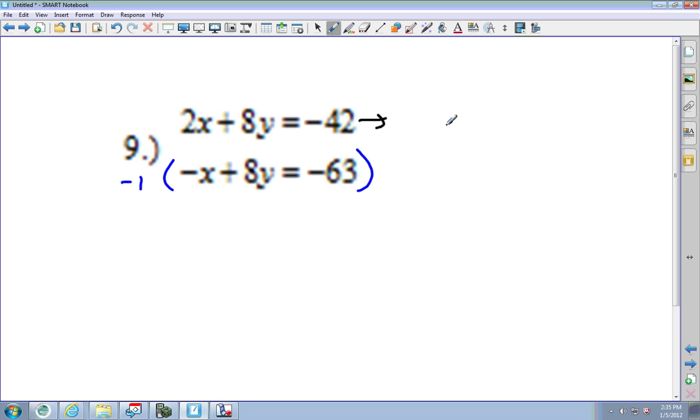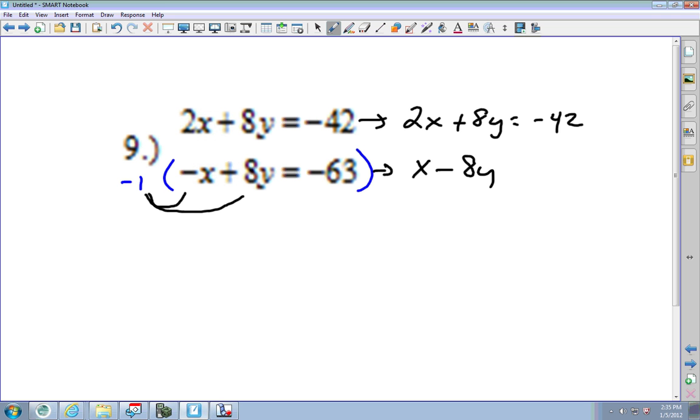So let's rewrite the top one. 2x plus 8y equals -42. This one here, I get positive x minus 8y equals, now don't forget this last one right there, you got to multiply by that last one, equals 63. 2x and 1x is 3x. The y's cancel. Right here, -42 plus 63 is 21.